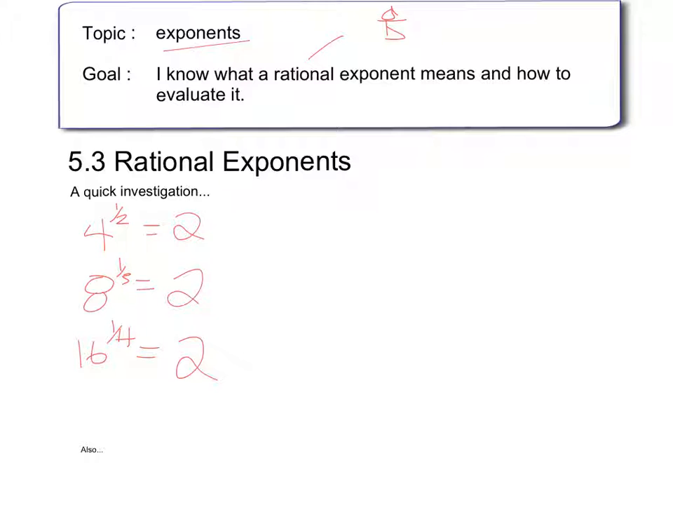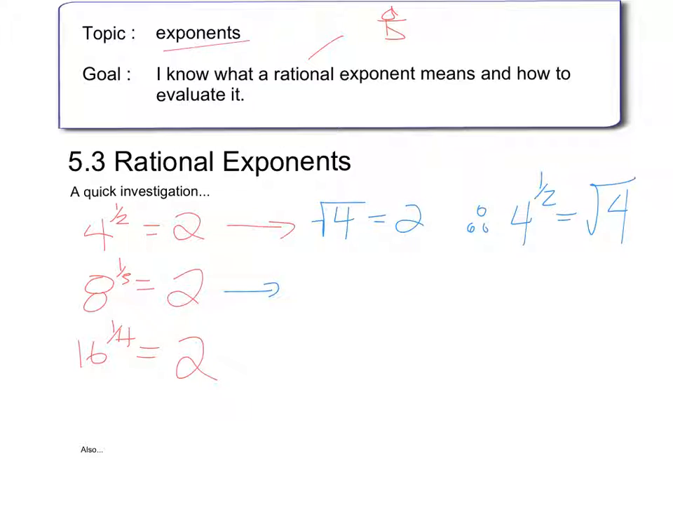So what's really happening here? If we look at the first one, what operation would result in getting 4 becoming a 2? Most of you could likely say that if I take the square root of 4, I'll also get a 2. So that must mean that 4 to the 1/2 is the exact same as taking the square root.